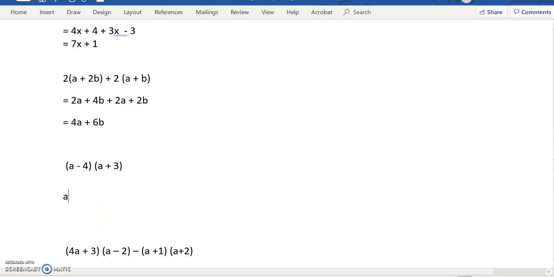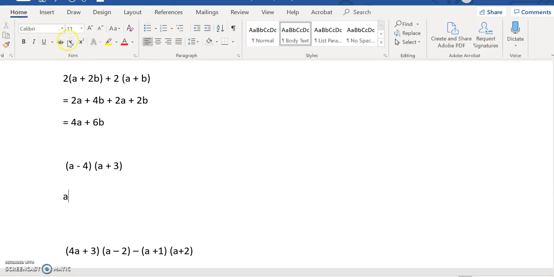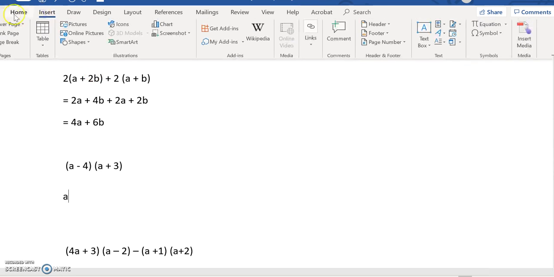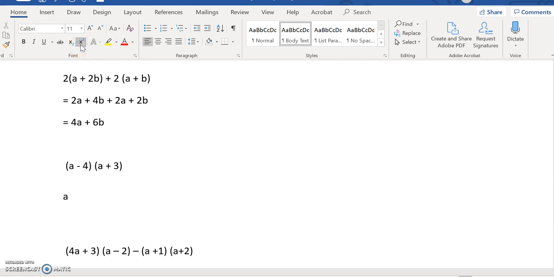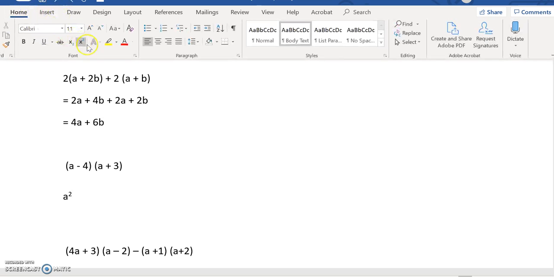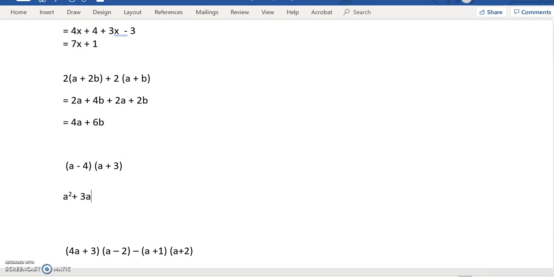First by first is going to give you A squared, because A times A is A squared. Now the next term is going to be A times 3. So for me that is plus 3A, nice and positive. And then the second term, we've got a negative here, so we've got to be careful. Negative 4 times A is going to be negative 4A. And negative 4 times 3 is going to be negative 12. So 4 times 3 is 12, and negative by positive is negative.